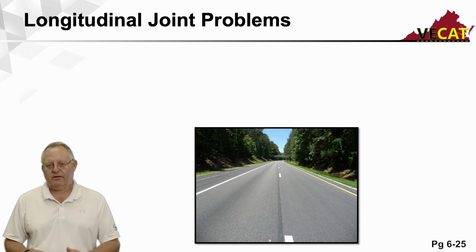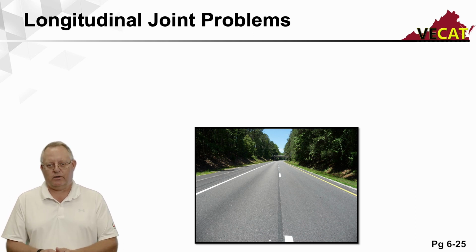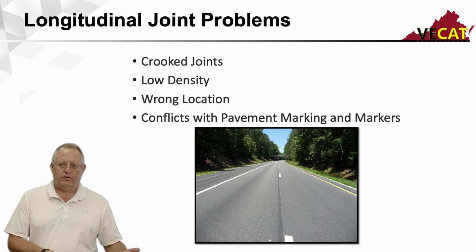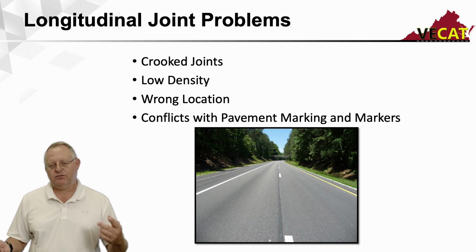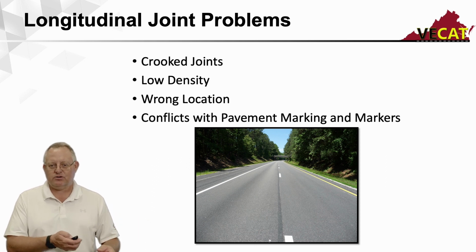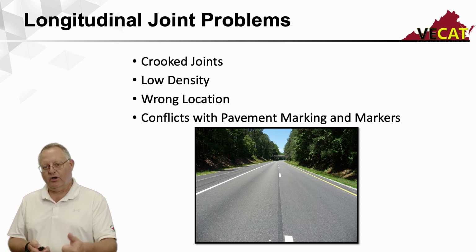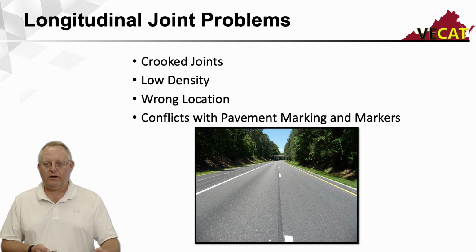Joint problems. Water typically will get into a pavement at the joints if it's not constructed properly. So we need to make sure we have proper density, and we need to make sure that they're offset correctly and they're straight. So what are we looking at? Crooked joints? You say, well, maybe that's not an issue. The challenge that you'll see with a crooked joint is that roller operator getting enough compaction at that joint. If we don't, we have low density. Low density allows water in. Water leads to cracking, potholing.